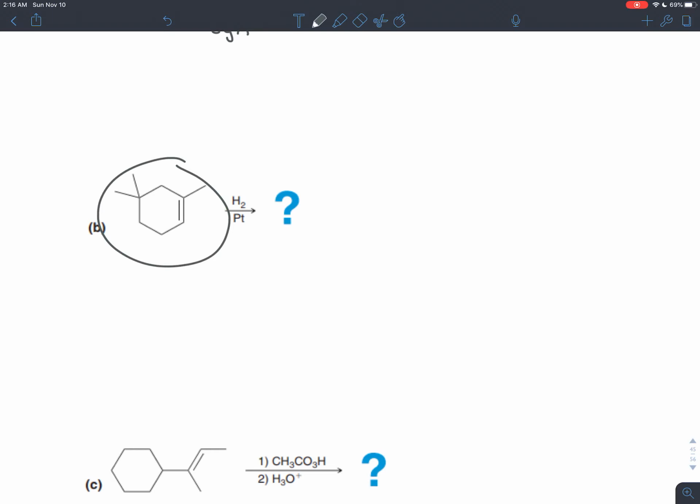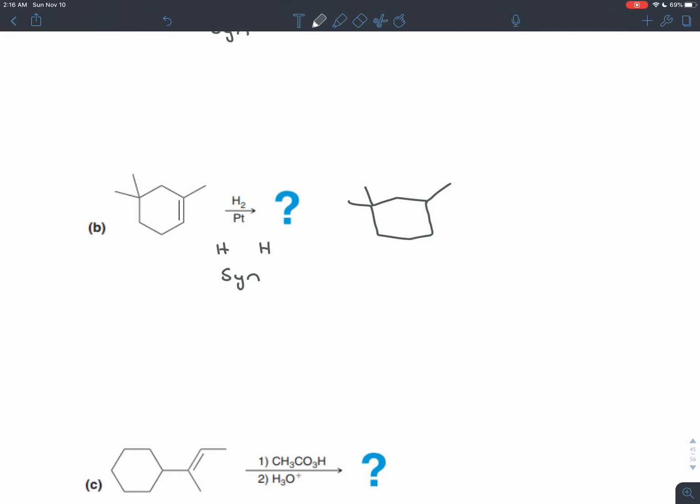Okay, we go to B. We see an alkene. That means we should be thinking addition reaction as opposed to substitution or elimination. What are we adding? You look at the recipe. You see 2 hydrogens and platinum. So this is going to be hydrogenation. We redraw the skeleton, the carbon skeleton with the sigma bonds, and we're going to add hydrogens. Now the one thing to remember, we're adding 2 hydrogens and we're adding them syn.